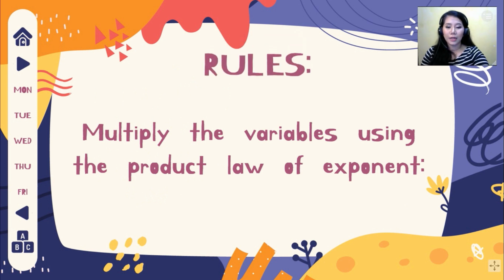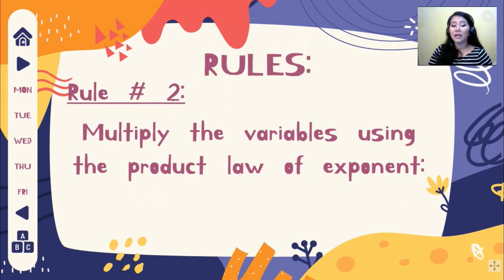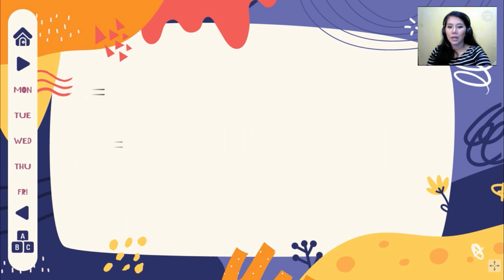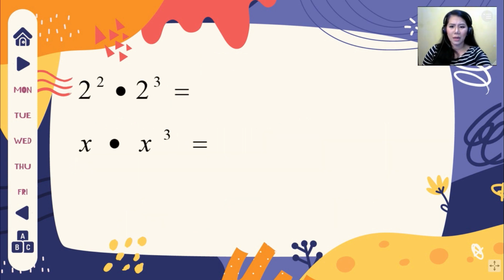And then, for the next rule, multiply the variables using the product law of exponent. And what is this product law of exponent? Here it is. Nakikita nyo? Kapag nagmumultiply tayo at parehas yung variable, take note ha, sa magkaparehas ng variable, what do we do? We just simply add the exponent. Okay? Uulitin ko. Ipa-plus ang exponent ng magkaparehas na variable. Okay? So, let's take a look at this para maintindihan talaga natin.